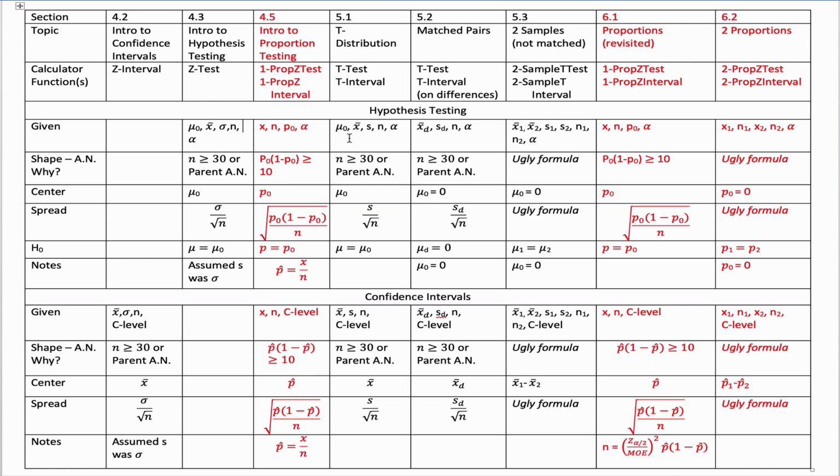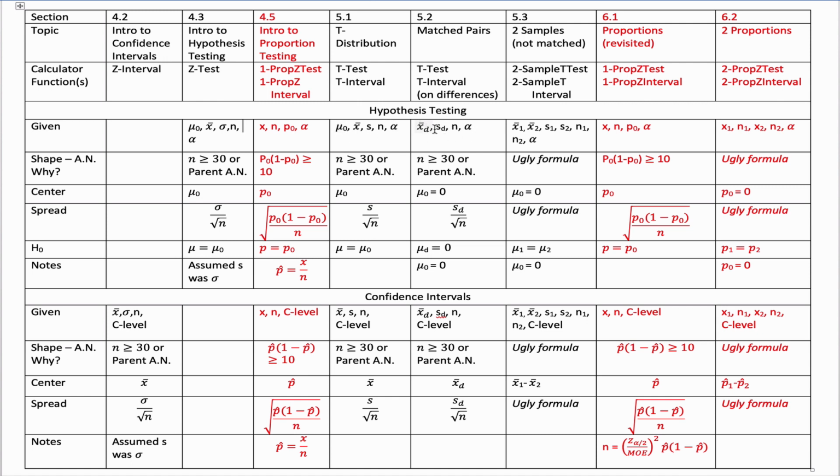But instead of having mu naught, x bar, s, and n given to you, instead of having x bar, you have x bar of the differences, because you have this difference column that you created. Instead of having s, you have s of that difference column. N is still n, alpha is still alpha.